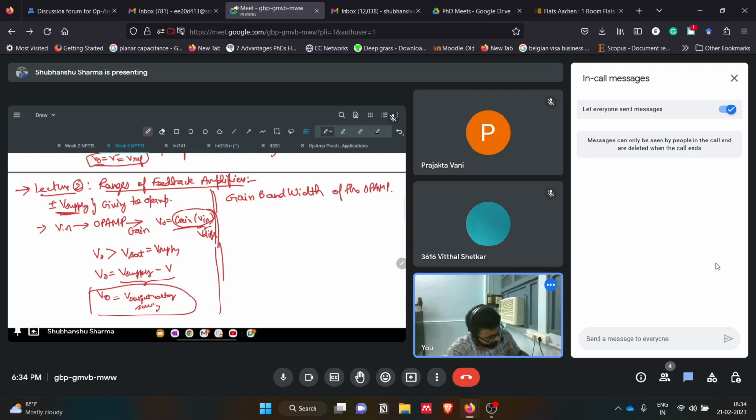Now in this first experiment, we kept on changing the V input and also the gain. But in the second experiment, what we did was actually change the frequency. So we kept on increasing the frequency.